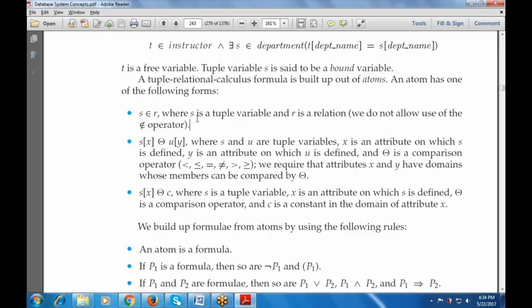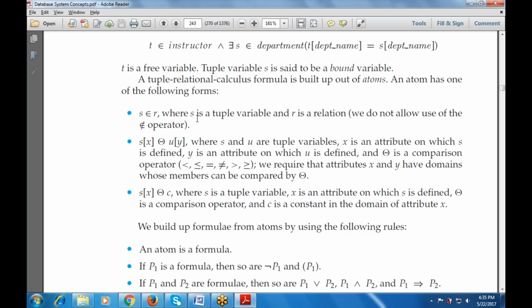The next form is s[x] Θ c, where s is a tuple variable, x is an attribute on which s is defined, and in between there is again the comparison operator, with a constant c. In the above case, it is using the comparison within the two relations. Now next is a comparison with a constant.